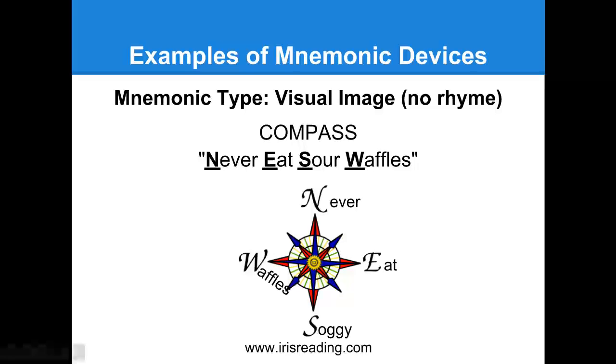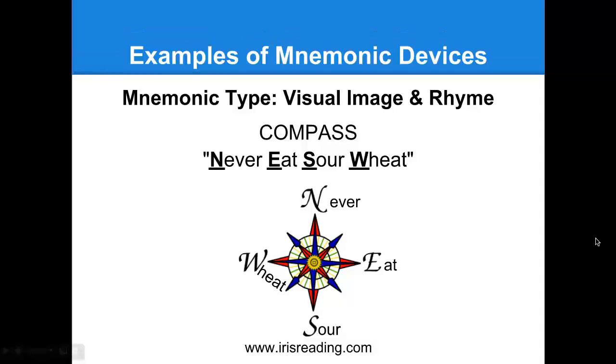Now, one other question you might have is, how would a little kid know which way to go? Because you've got to go this way, right? If I did never eat sour wheat, I'd have it backwards. So our teacher instructed us, well, just go clockwise. And we already had learned clocks up to that point, so we knew that clockwise meant this way.